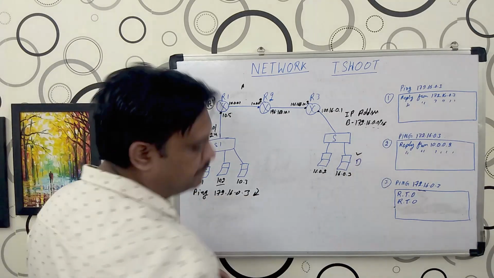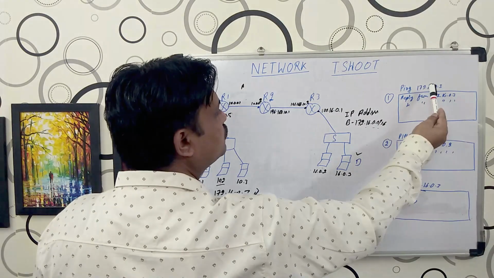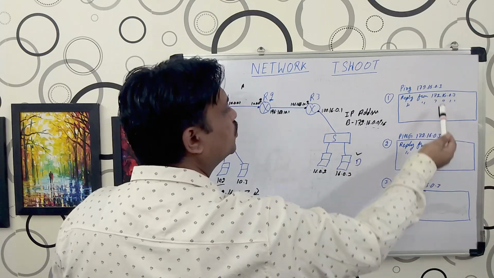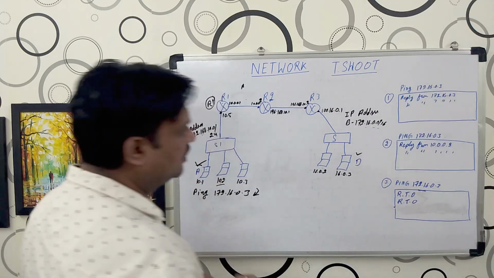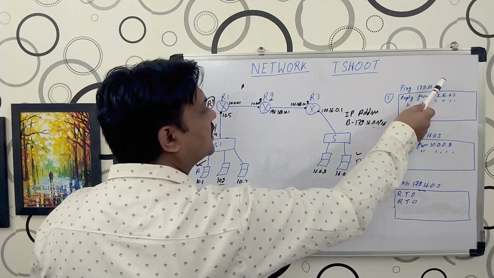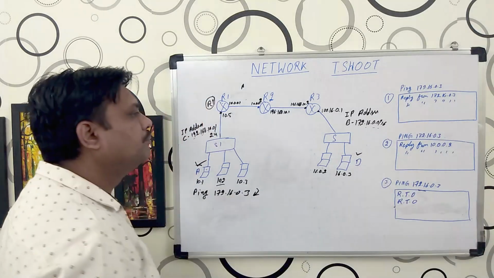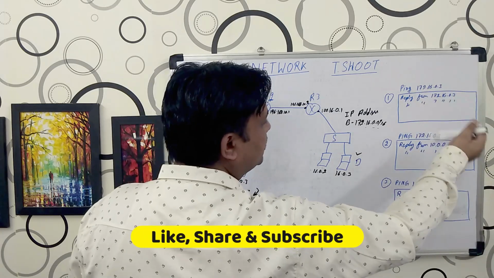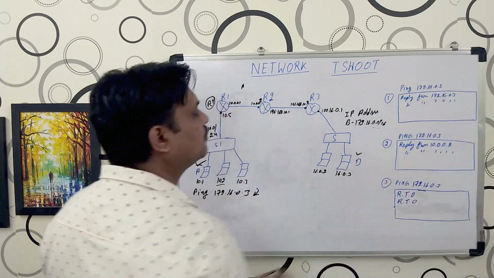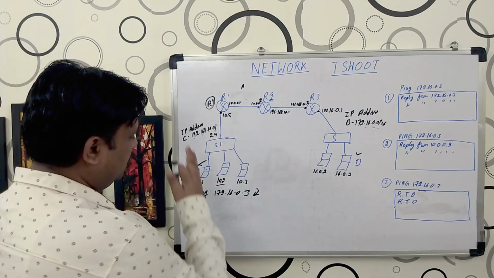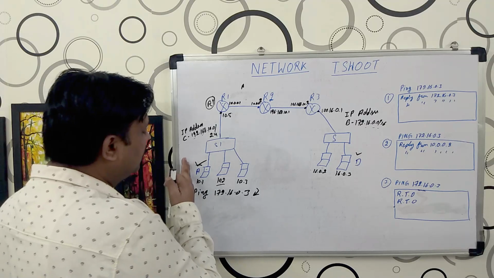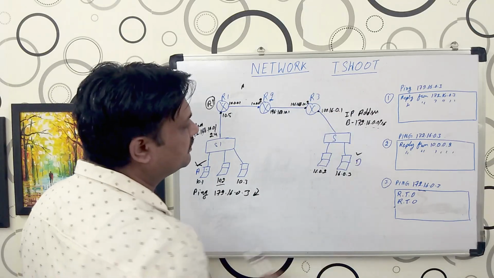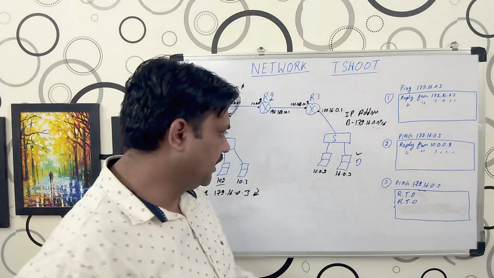Let's take the first example. If you ping 172.16.0.3 and the result is a reply from 172.16.0.3, right? Now both the IP addresses are the same. Because the IP address you pinged, the one you are trying to reach, is the one replying, it means the connectivity between computer A and computer D is all clear, which means your entire network is functioning properly.